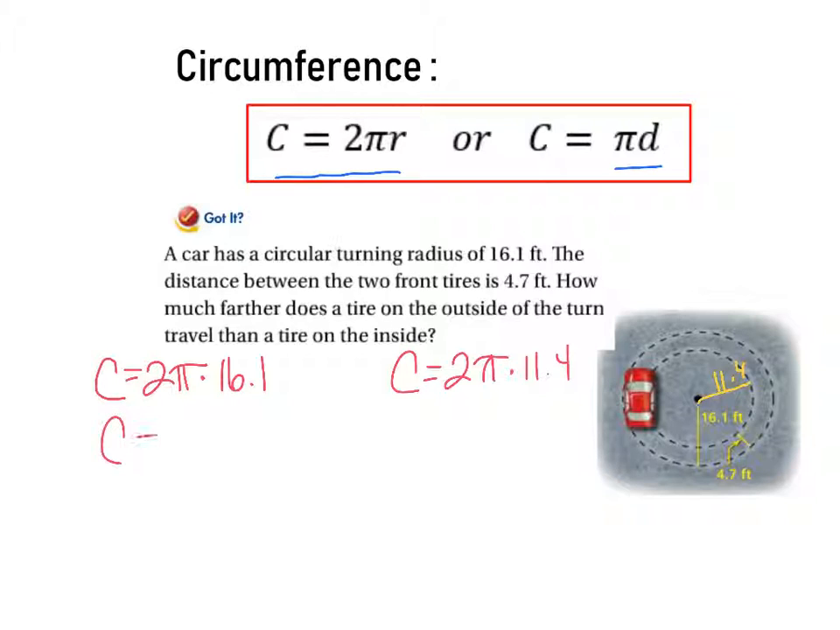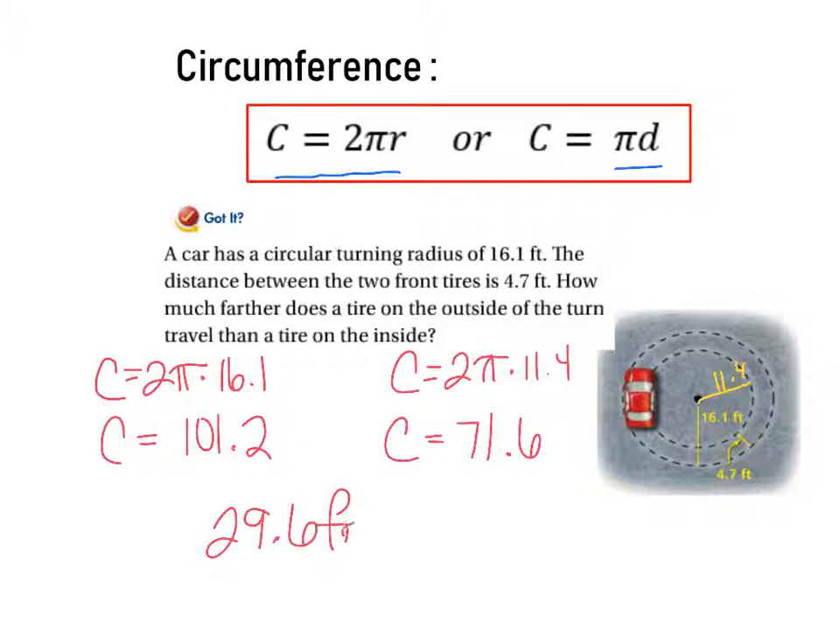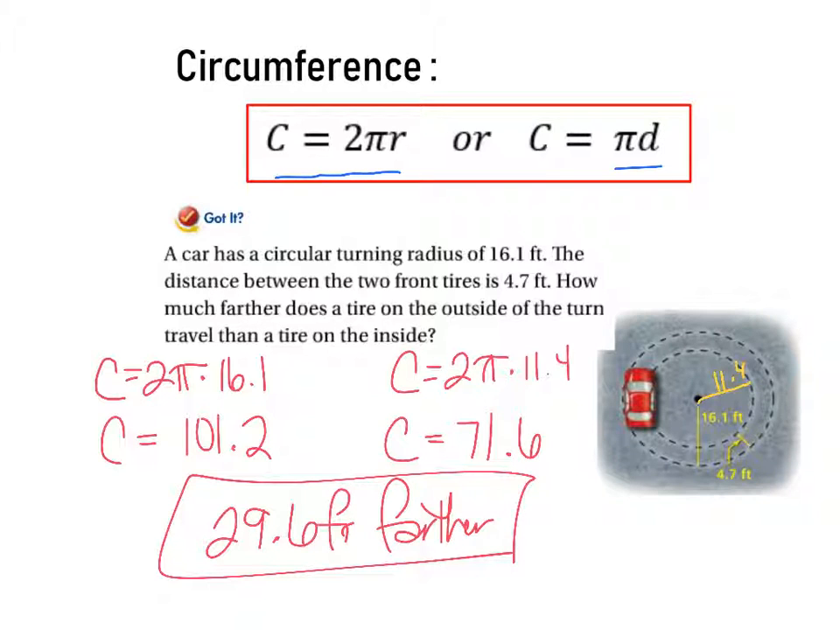All right, so on this one, my circumference is 101 point, let's just go one decimal place, since they did. And then over here, the circumference is 2 times pi times 11.4, and I have 71.6. Then I would subtract those, and I'm left with how much farther? I'd say 29.6 feet farther, just by subtracting those. Okay, so we're going to use this circumference formula a bunch. I just wanted to practice a couple of times using it.